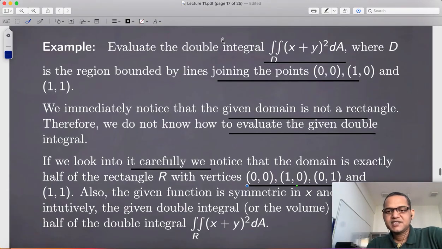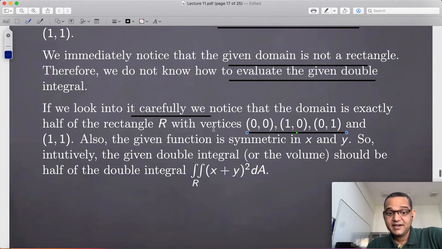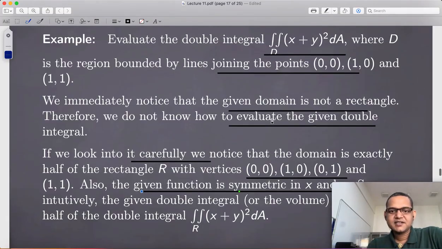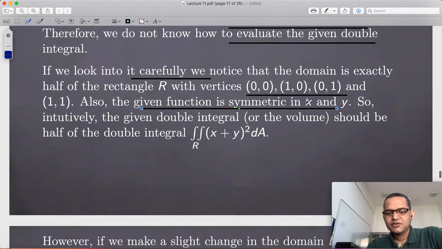Your function is only given on this triangle, but since this function is (x + y) whole squared, it is defined for anything, and more importantly, this function is symmetric in x and y. When it is symmetric, and if I take a symmetric domain in x and y, then there's a chance that it is not going to give anything extra, in the sense that if I compute the integral over this rectangle and then divide it by 2, I should get what I am asked for.